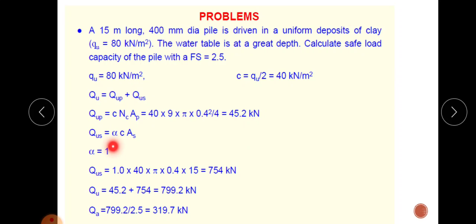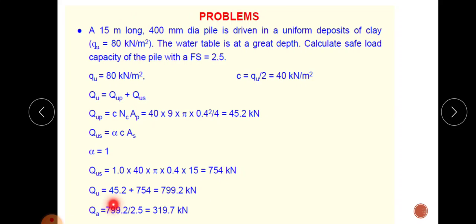Then QS, the equation for QS is alpha C into AS. Alpha means adhesion factor and usually it is taken as 1. In some problems it will be given; if it is not given, you take alpha as 1. Substituting these values: 1 into C, which is 40, into AS. AS means the area of pile which is in contact with the soil, so it is actually the perimeter, that is pi D L. So pi into d into L, where L is the length of pile, 15 meter. So 754 kilonewton is QS.